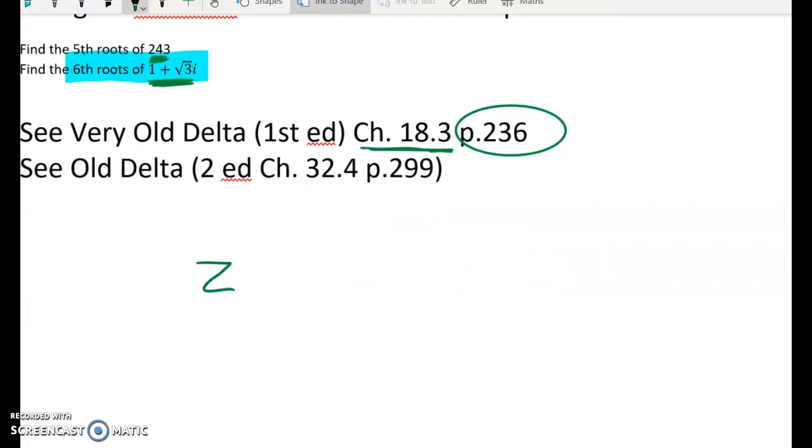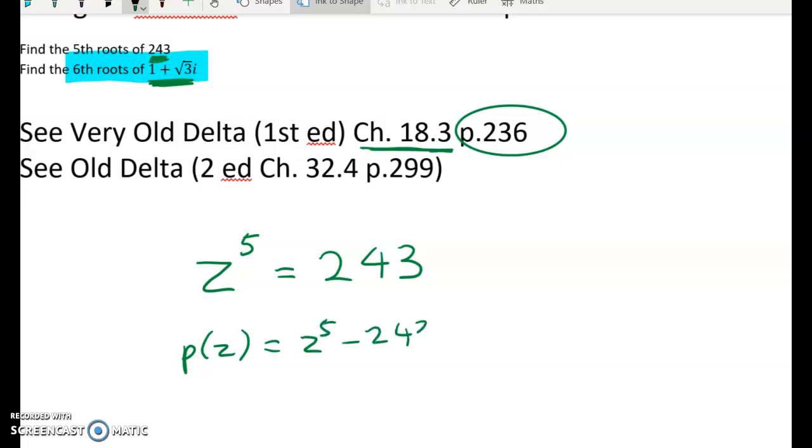So we're trying to find the fifth roots of 243. We can write an equation that says z to the power of 5 is equal to 243. And if we wanted, we could rewrite that as a polynomial, and we're looking for where it's equal to 0. We know from earlier this year that the fundamental theorem of algebra tells me that there are going to be 5 solutions to that equation.